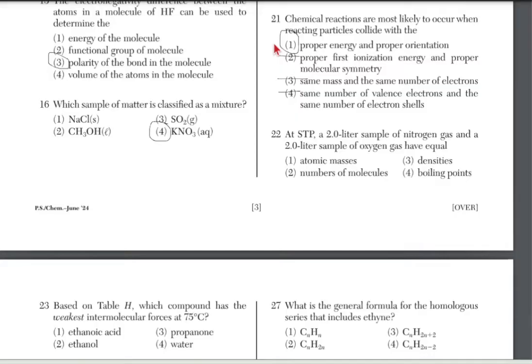At STP, a 2-liter sample of nitrogen gas and a 2-liter sample of oxygen gas have equal numbers of molecules. If you go to Table S, you can see that the boiling points should be different, the density should be different, and if you look at the table of elements, you can see that the atomic masses are different.